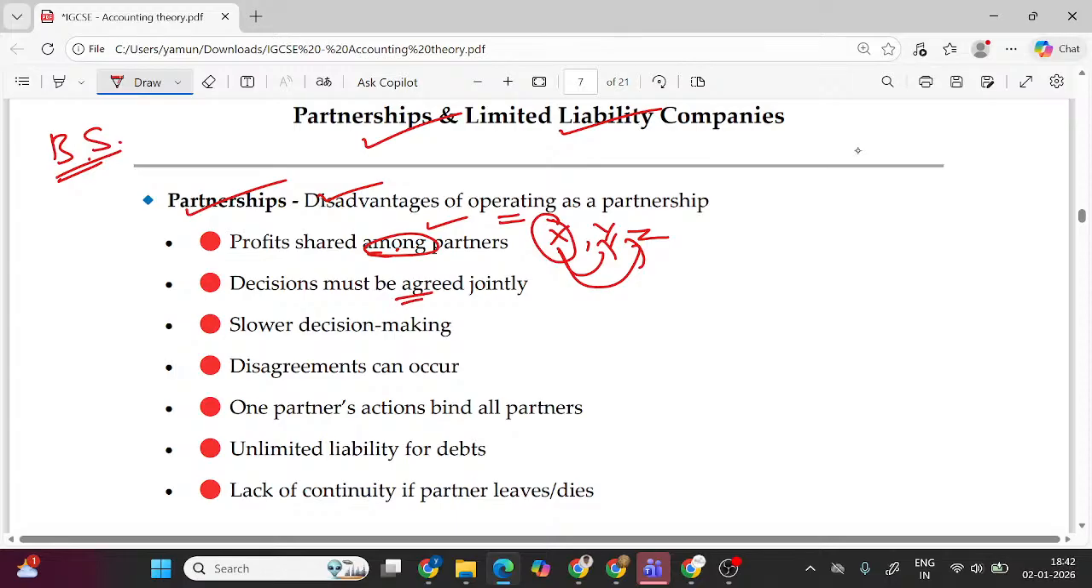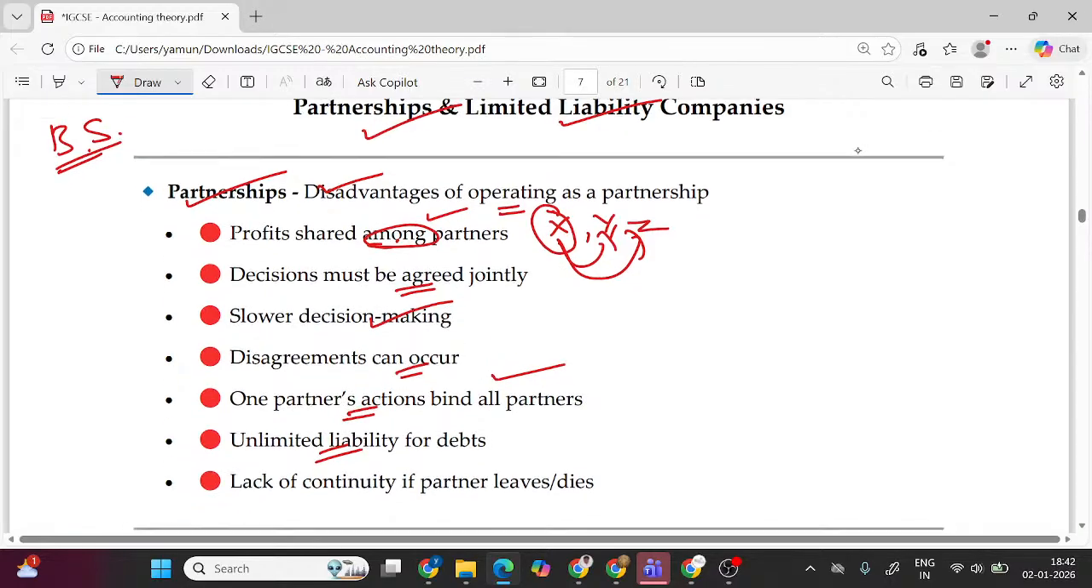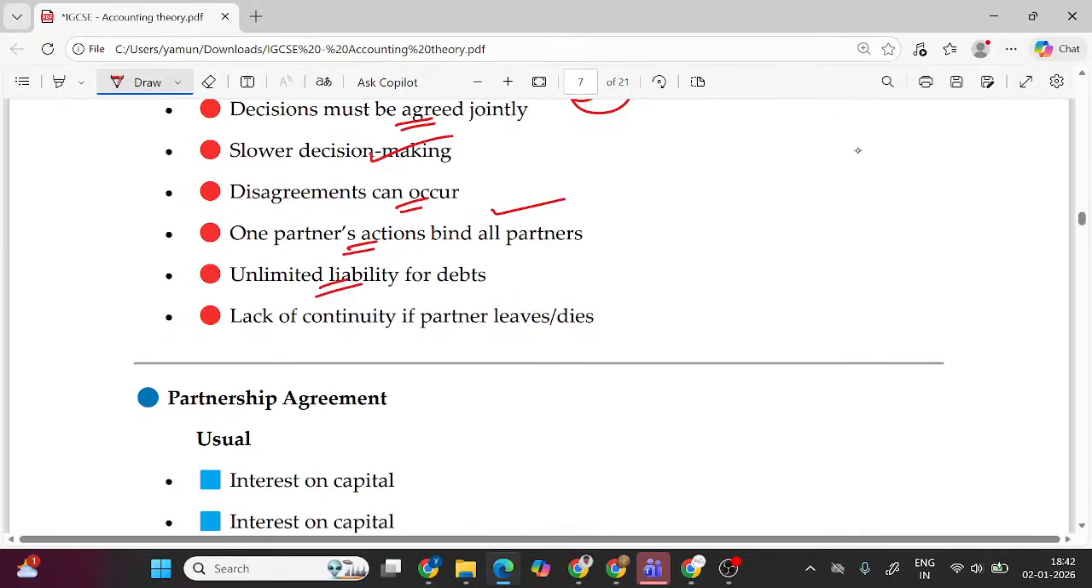Decisions must be agreed jointly because X cannot take the decision individually. Slower decision making, disagreements can occur sometimes, and one partner's action will bind all the partners, and unlimited liability for debts. Yes, if anything goes wrong, then it has to be taken care of by all the three partners, not only X, even Y and Z. Lack of continuity if a partner leaves or dies.